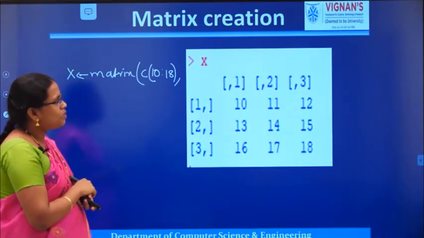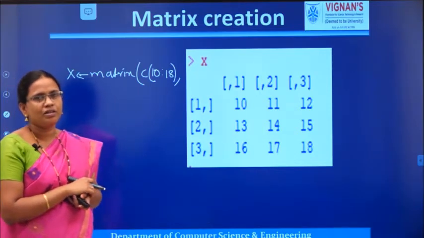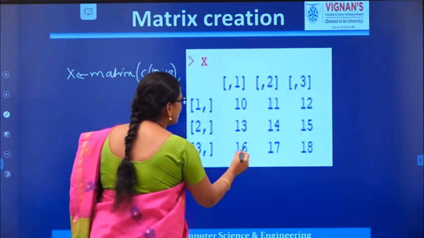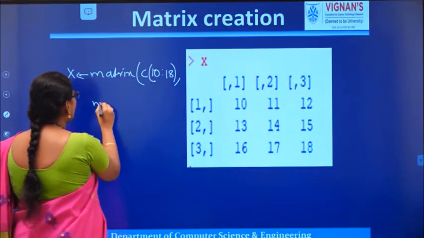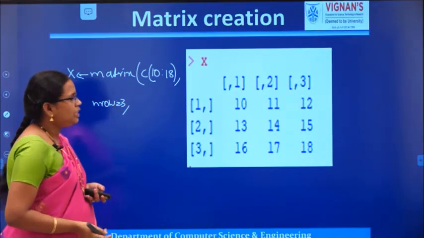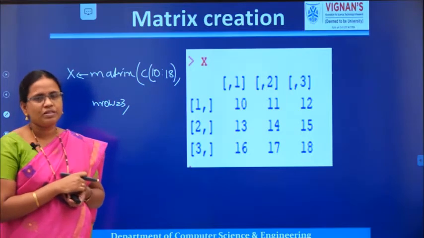And how many rows are present in the matrix? The number of rows is 3. So this is row 1, row 2 and then row 3. So nrow is equal to 3. And what about byrow? You have to specify byrow.